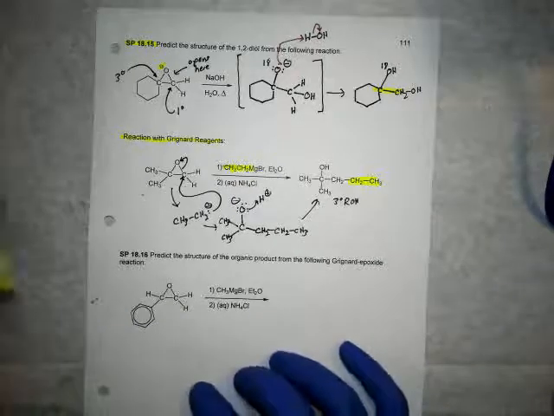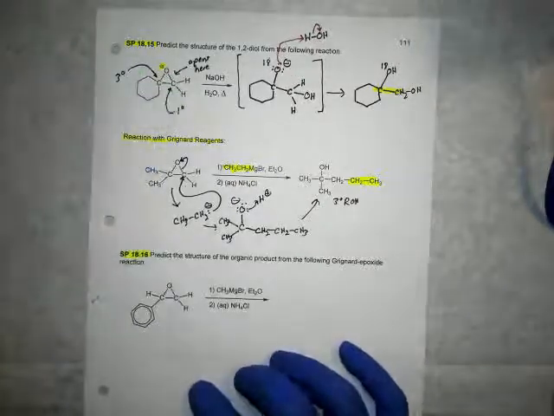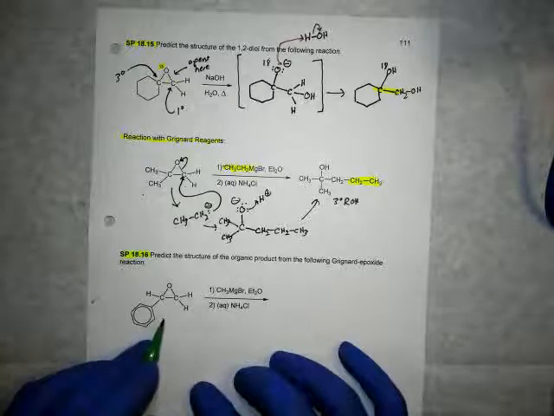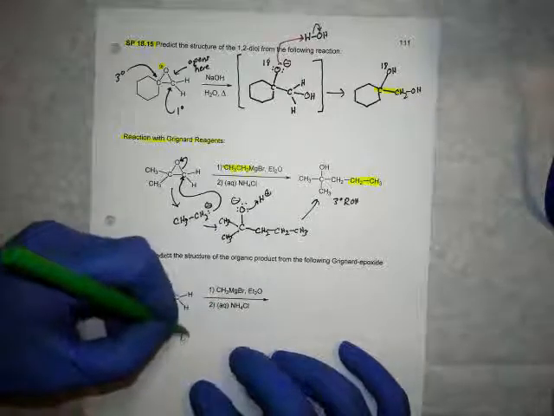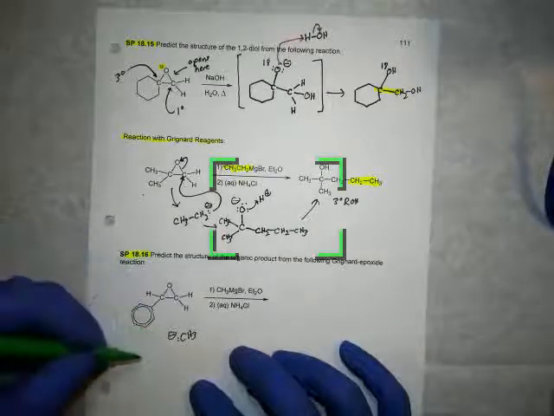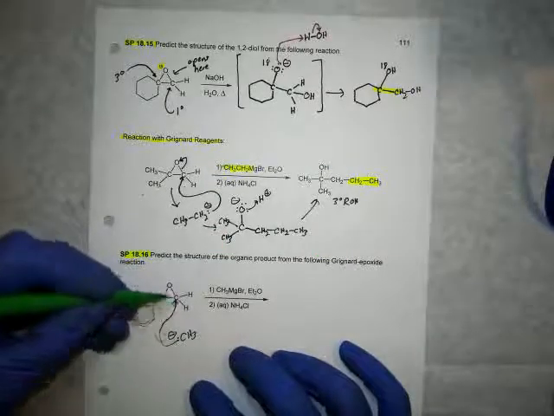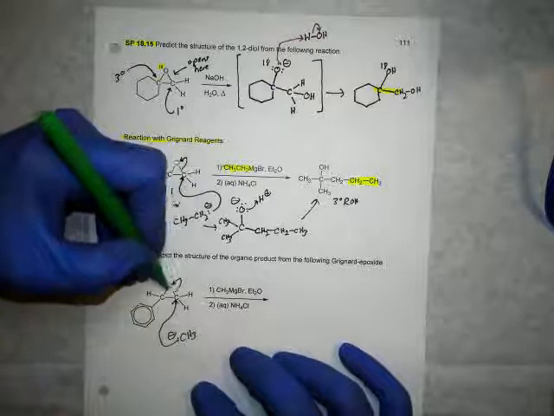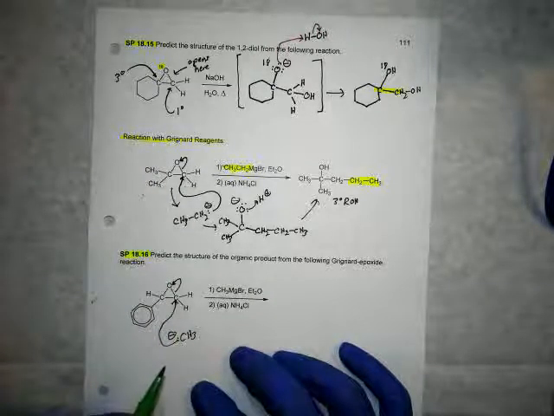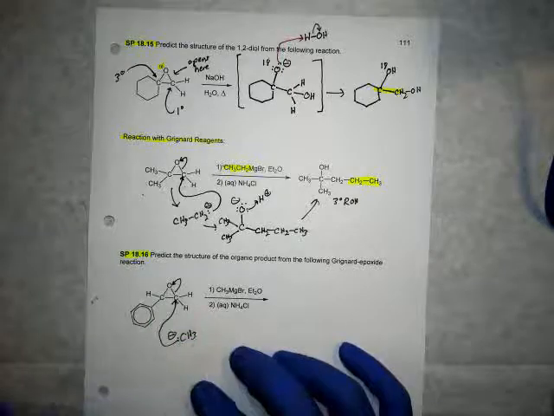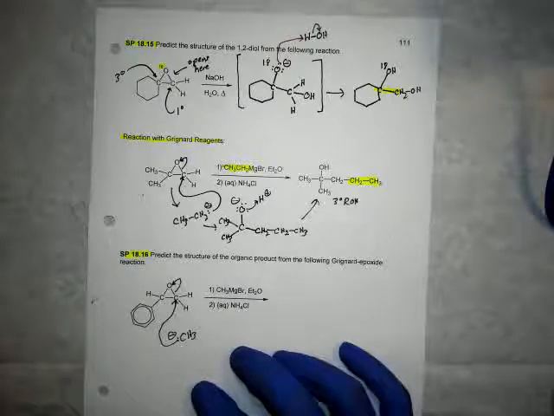Bottom of page 111, we have sample problem 18.16, and this is called styrene oxide. What's our Grignard reagent? Methyl magnesium bromide. What's going to happen here? The methide anion is going to attack right there, pop that ring open and form a carbon-carbon bond between the methylene and the methide. Then we're going to protonate that alkoxide intermediate, and we end up with a brand new alcohol.